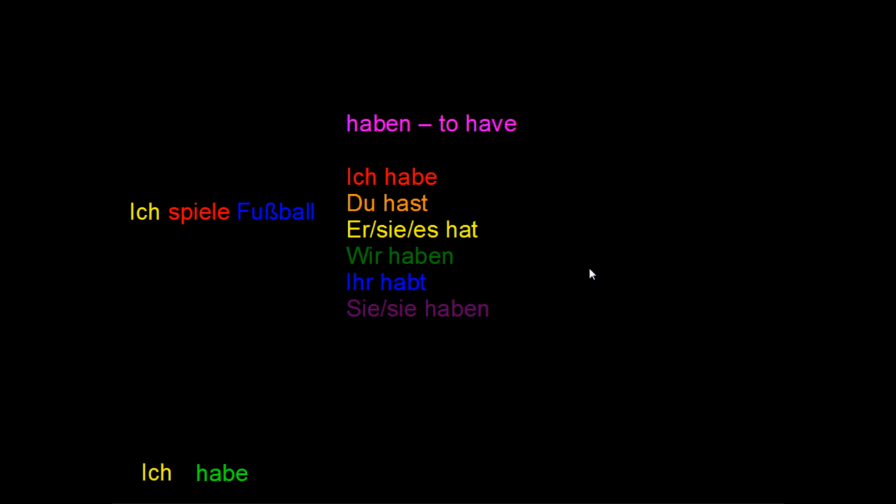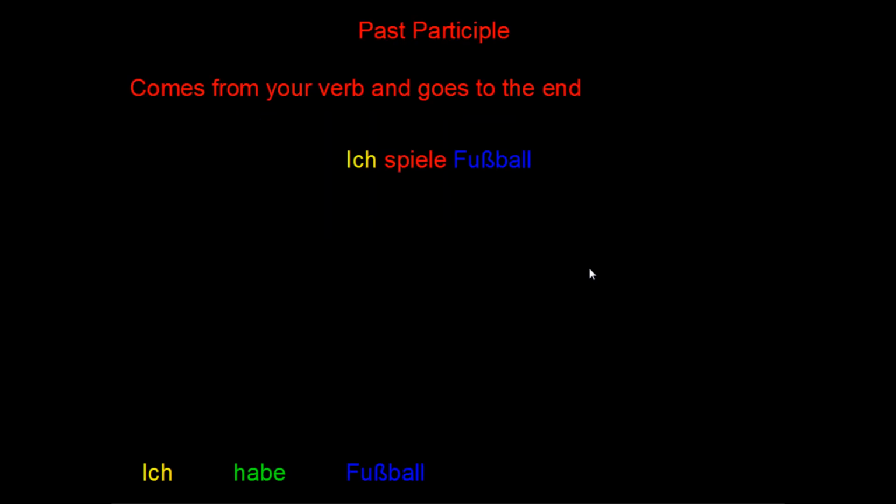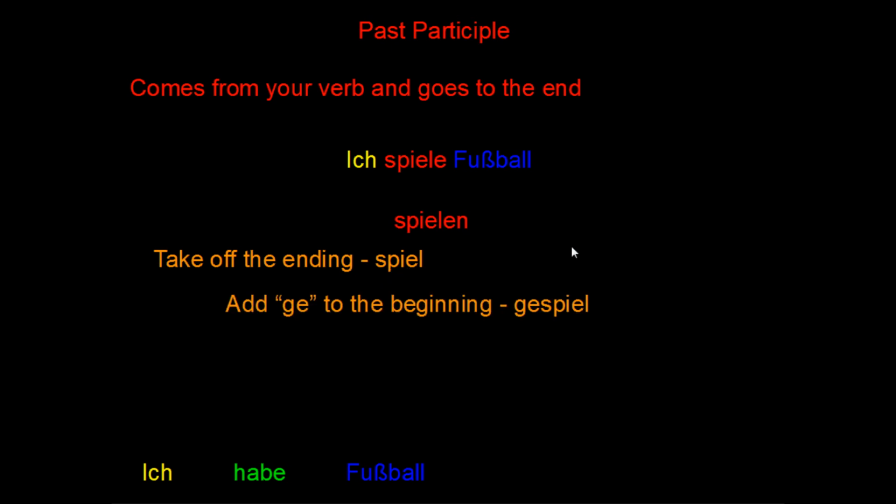Let's go back. So to change spielen into a past participle, you need to do three things. Number one, take off the ending. So we take en off, which leaves us with spiel. Two, add g or ge to the beginning of the verb, so that leaves us with gespiel. And finally, add a t to the end, gespielt. Gespielt is our past participle.